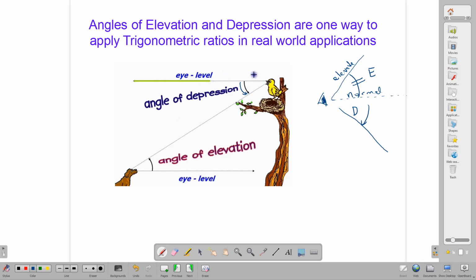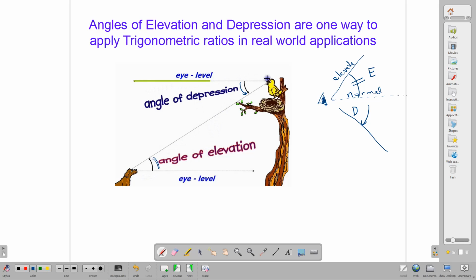This is a normal line of sight for the bird. But looking down on the dog, this angle becomes the angle of depression. This dog on this level, however, looking up, this is his normal line of sight, and looking up, this angle is the angle of elevation for the dog, looking up at the bird.